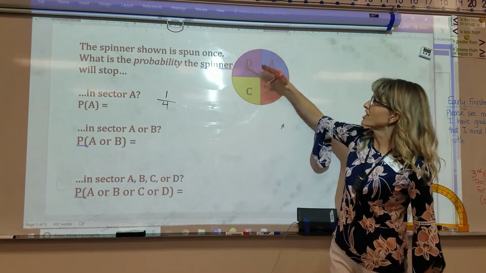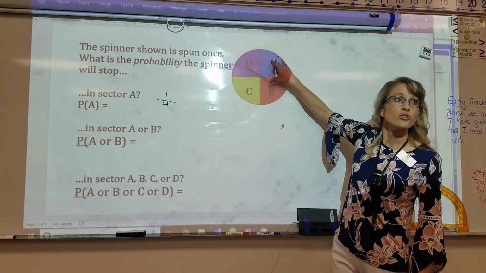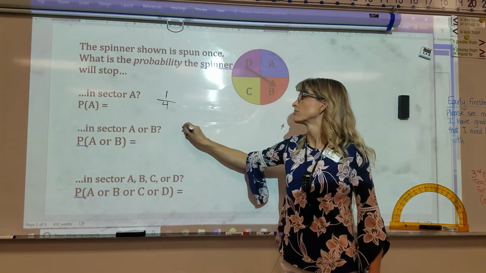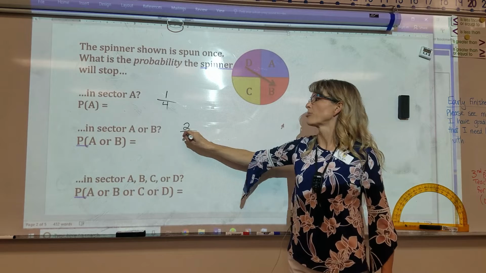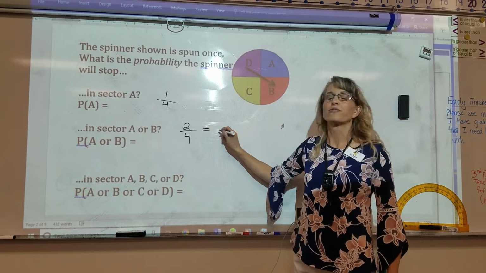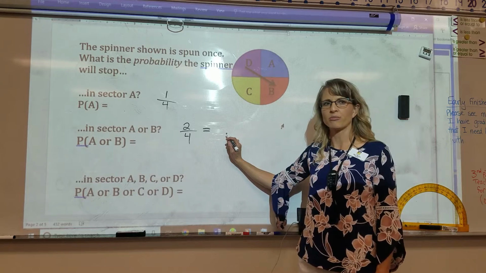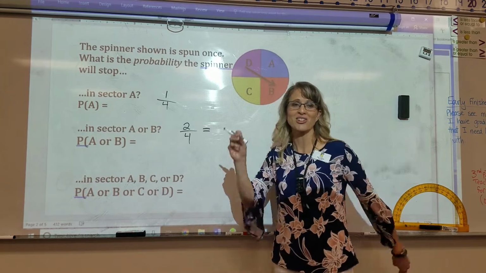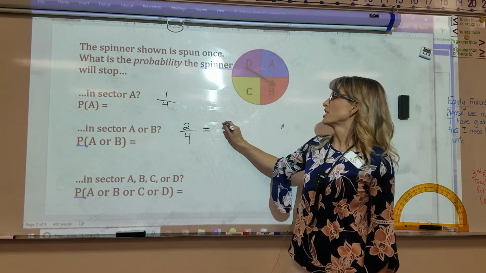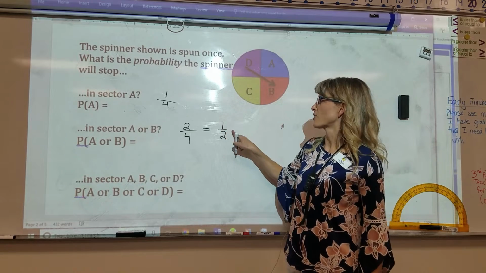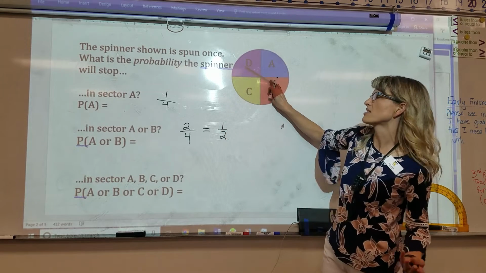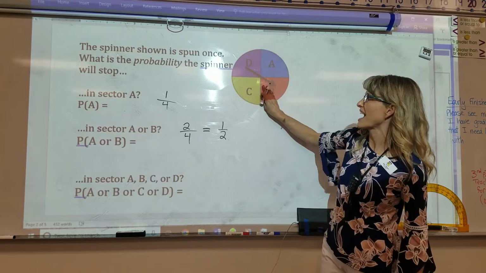The probability of landing on A or B, well, there are 2 desirable outcomes out of a total of 4 possible outcomes. So I reduce my fraction. In probability, make sure to reduce. What do we need to make sure? Reduce. So we reduce it to 1/2. So look, it's half the circle. That makes sense. There's a half a chance of landing on this half.